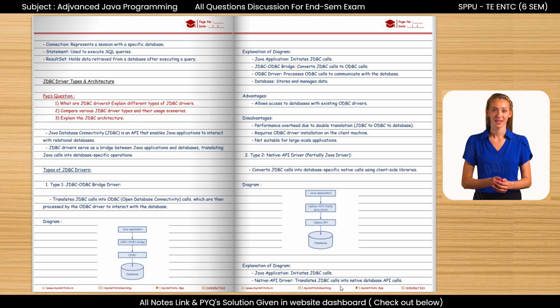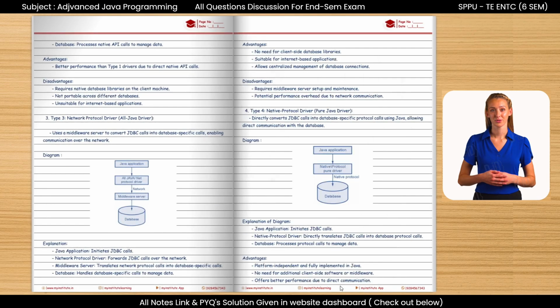The 4 types are: Type 1, JDBC-ODBC bridge, uses ODBC to communicate with databases. Type 2, native API driver, requires vendor-specific client libraries. Type 3, network protocol driver, sends JDBC calls over the network. Type 4, thin driver, communicates directly with the database.